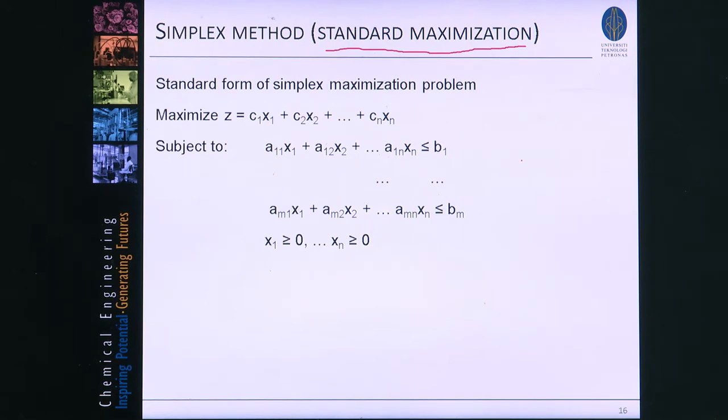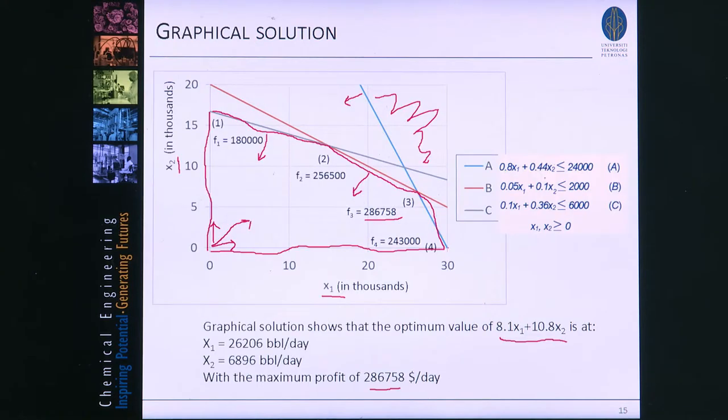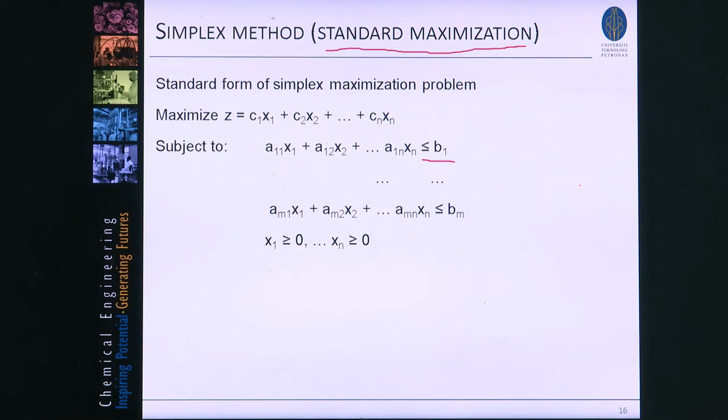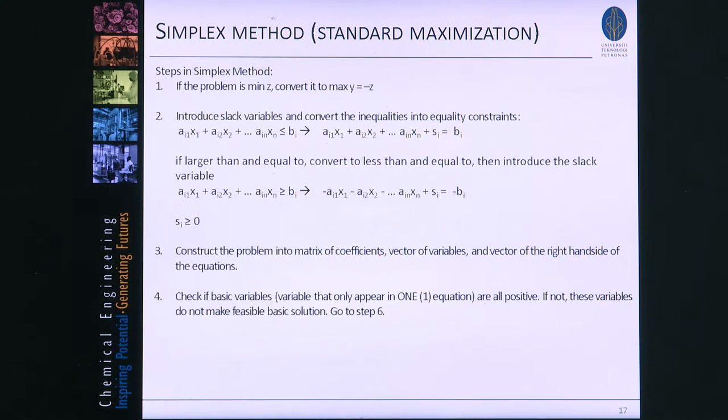And the constraint is the same. The constraint is about less than or equal to. All of this is about less than or equal to. So we have this many constraints, and in the end we have non-negative variables as the constraint. The way to do it is that if the problem is minimization instead of maximization, then we have to convert z into y, which is minus z, which we then can maximize.